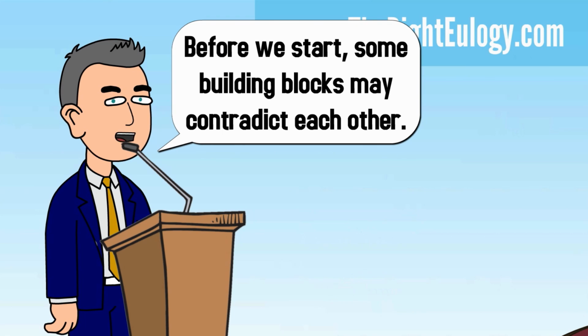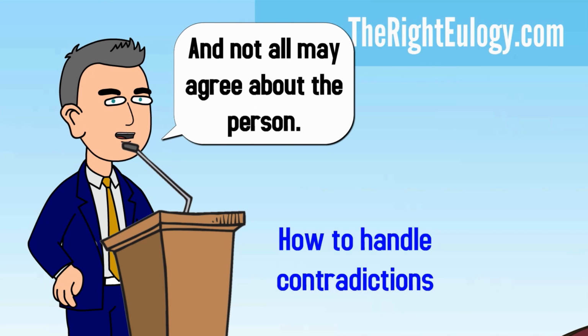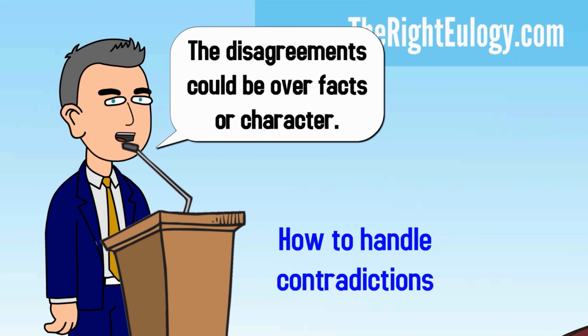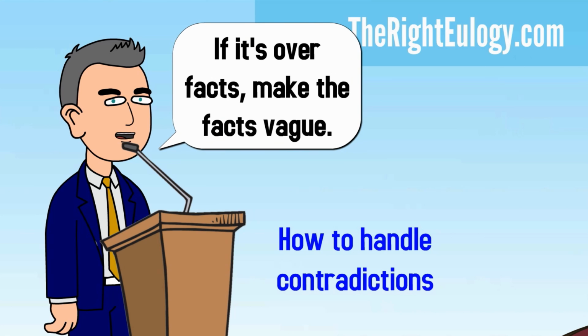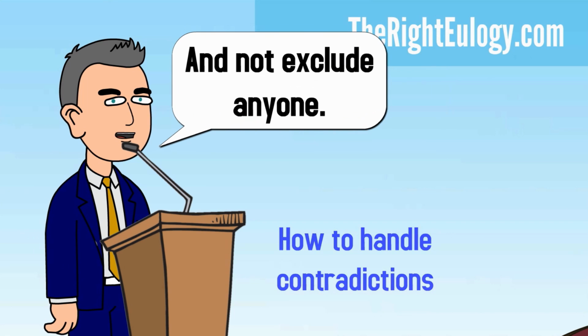Before we start, some building blocks may contradict each other. This is because you may have collected information from different family members, and not all may agree about the person. The disagreements could be over facts or character. If it's over facts, make the facts vague. If it's over character, it's important to acknowledge the differing views and not exclude anyone.